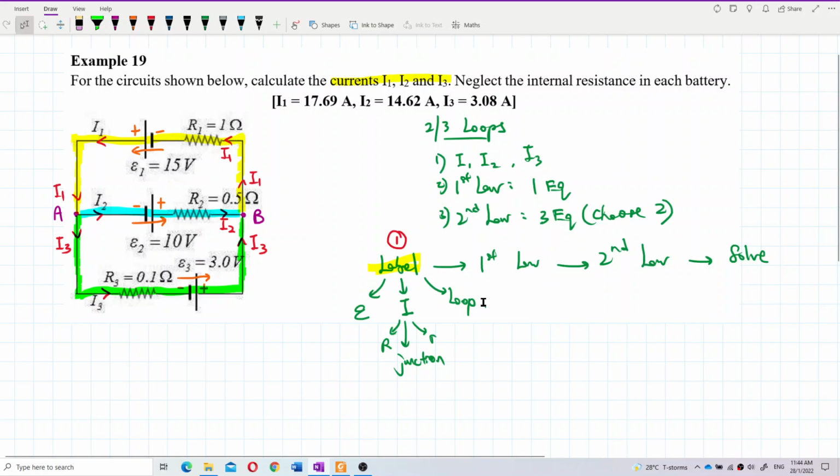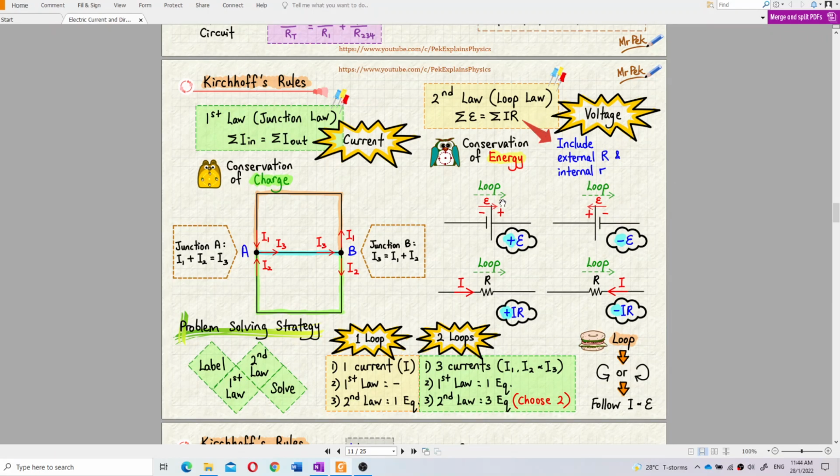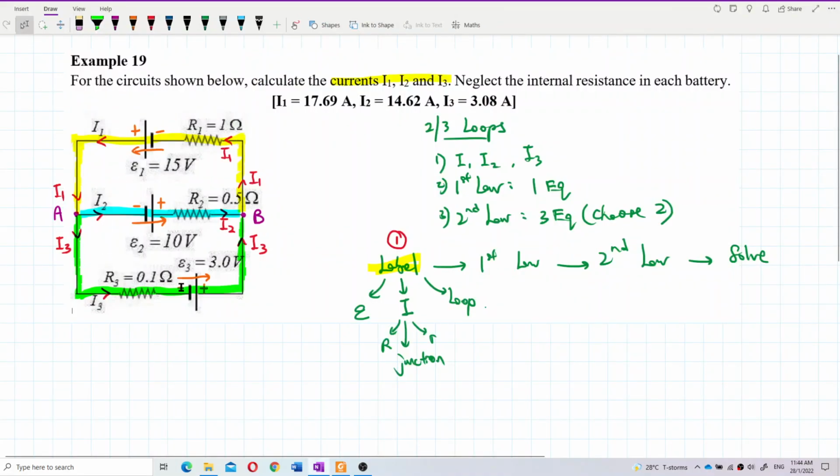Now I need the loop direction. I need to label the loop direction because later I need to use the loop law. I need the loop direction to compare with the EMF direction and also the IR direction, to know whether it's positive E or negative E, positive IR or negative IR. So I need the loop direction. Understand?